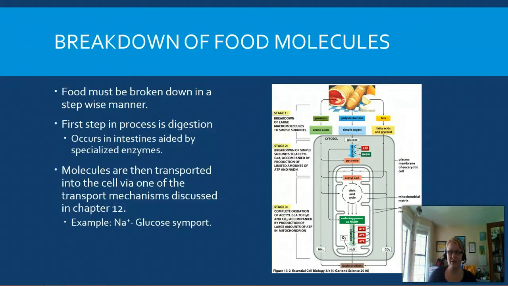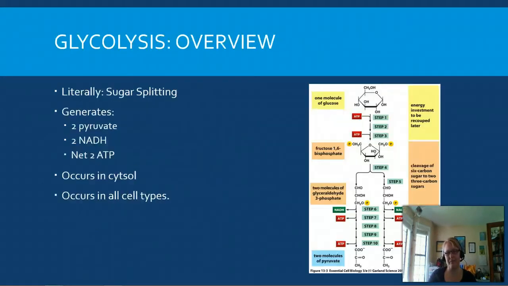So we start with stage 1 where we break down those large macromolecules into the subunits. Then we have stage 2 where we do the glycolysis process, and then stage 3, which is where we complete the citric acid cycle and the electron transport chain. Now remember, glucose as well as other macromolecules will enter our cells through symports and other transporters that we've talked about. Remember the example we had in Chapter 12 is the sodium glucose symport. So think about that as you're thinking about this process here.